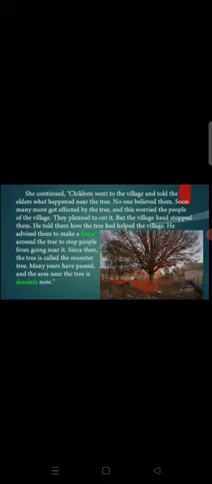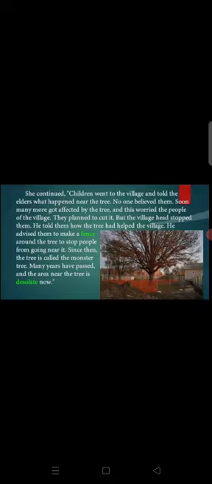She also continued that the children went to the village and told the elders what happened there. Okay, so the children got scared. They went to the village and told the elders what happened near the tree, but no one believed them. Soon, many more got affected by the tree, and this worried the people of the village.